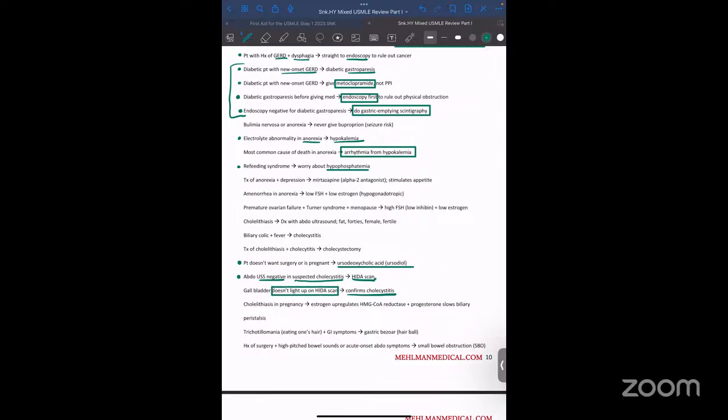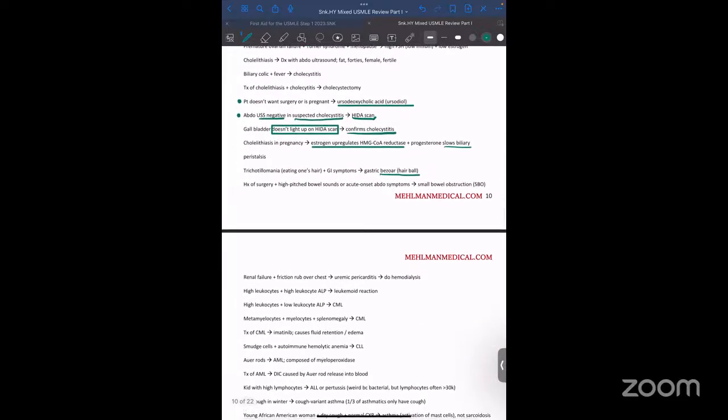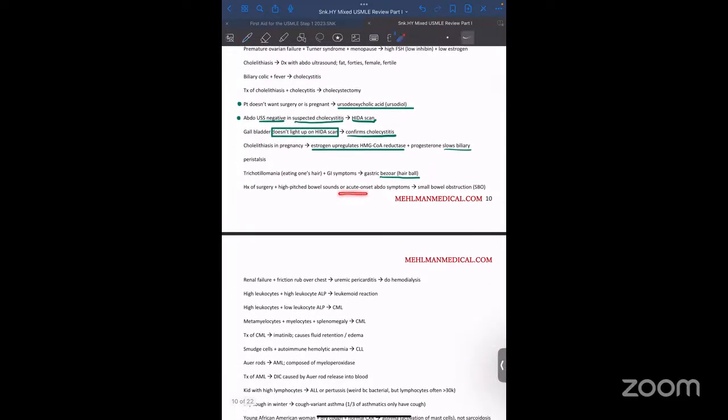It confirms cholecystitis. Cholelithiasis in pregnancy. Why? Estrogen upregulates HMG-CoA reductase and progesterone slows biliary peristalsis. So this leads to gallstones. Then trichotillomania is eating one's hair plus GI symptoms. The reason is a gastric bezoar or a hair ball. History of surgery plus high-pitched bowel sounds or acute onset abdominal symptoms is small bowel obstruction. So this surgery caused some stricture and that's causing obstruction.